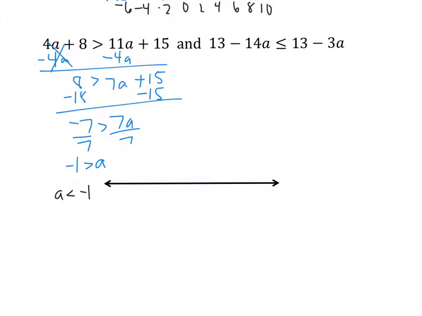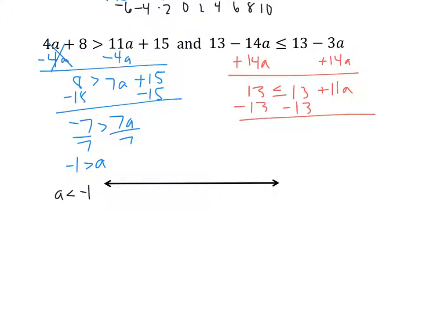Okay, now for the second inequality, I'm going to add 14a to both sides and get 13 is less than or equal to 13 plus 11a. Subtract 13. 0 is less than or equal to 11a. Divide by 11, but that doesn't matter because 0 divided by any number is 0. So 0 is less than or equal to a, or a is greater than or equal to 0.